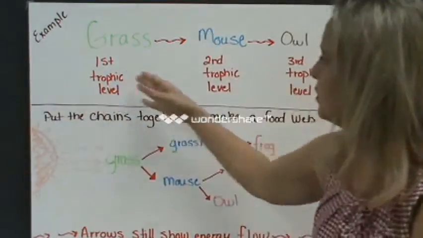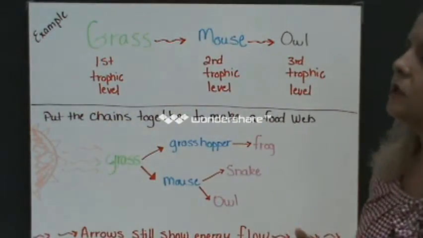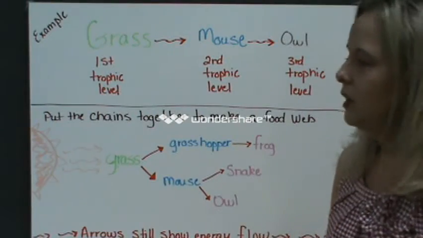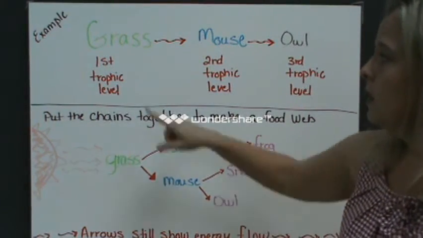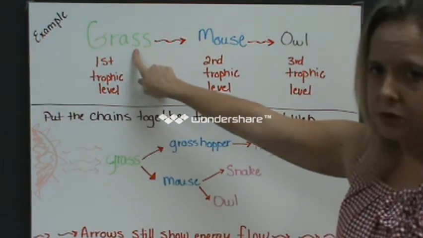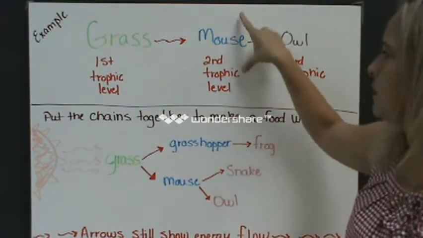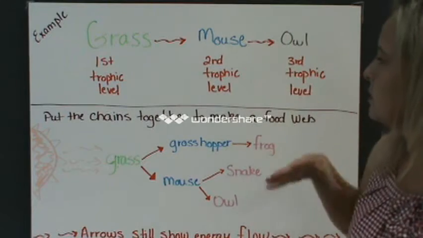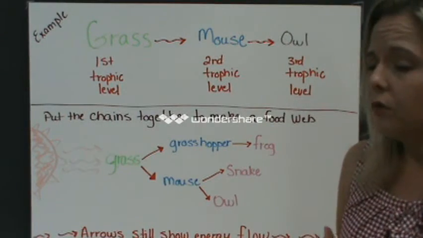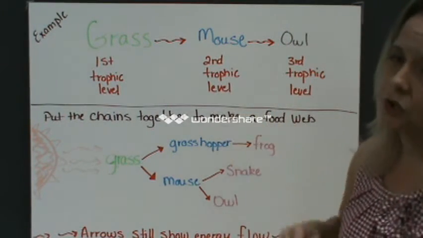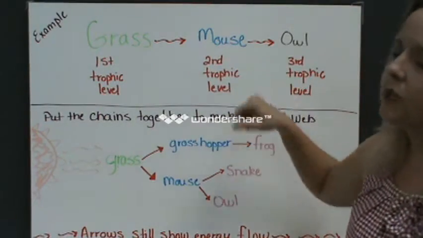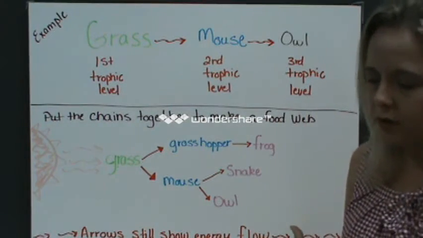So here's an example of our trophic levels and what we call them. It's really nothing fancy. It's just another name. So our grass plants, our producers, now become our first trophic level. Our mouse, he's an herbivore. We call this one our second trophic level. He has a special name too. We call them the primary consumers.